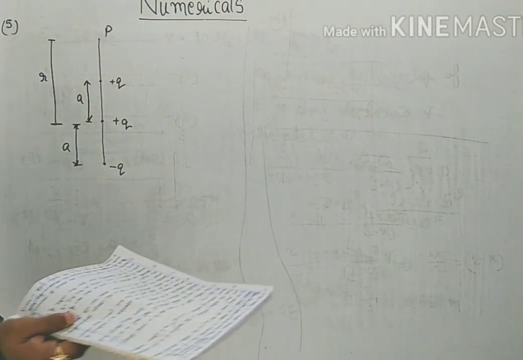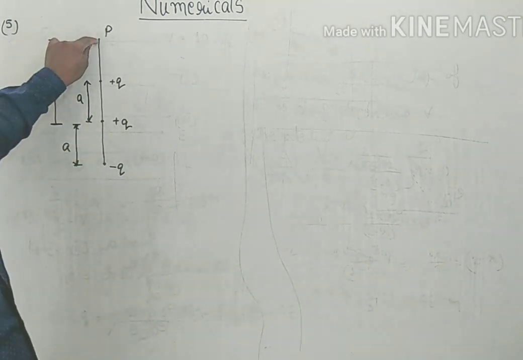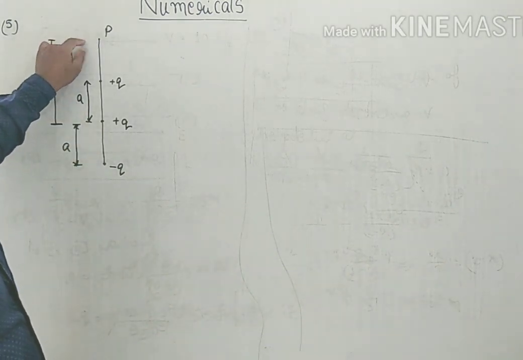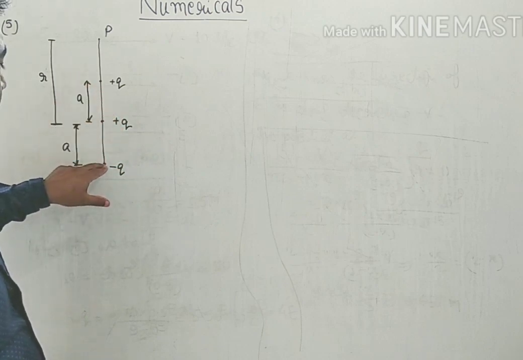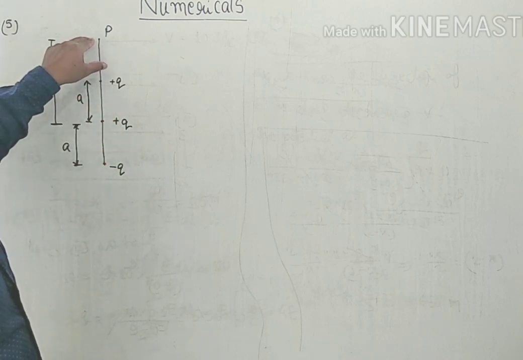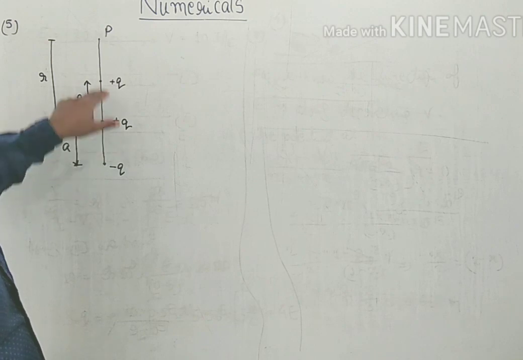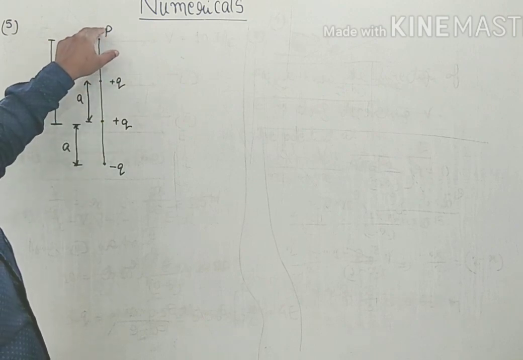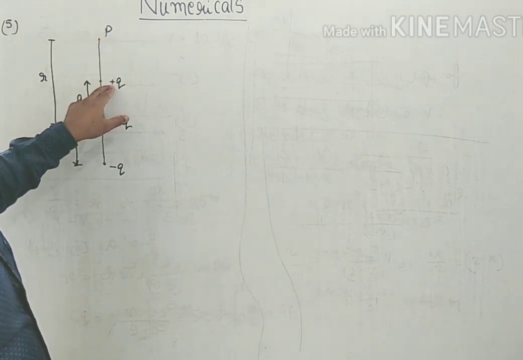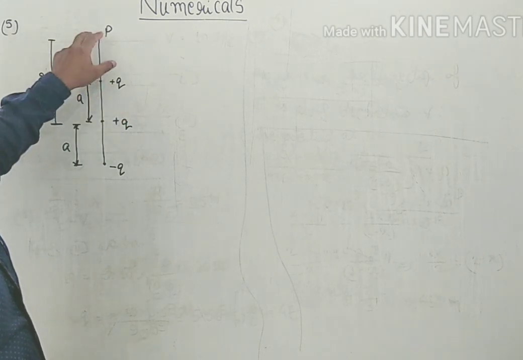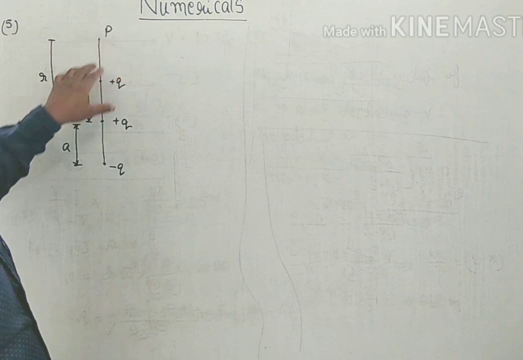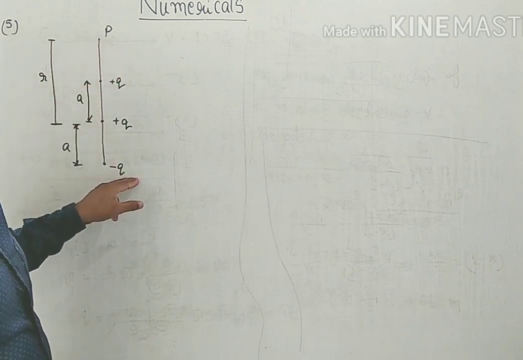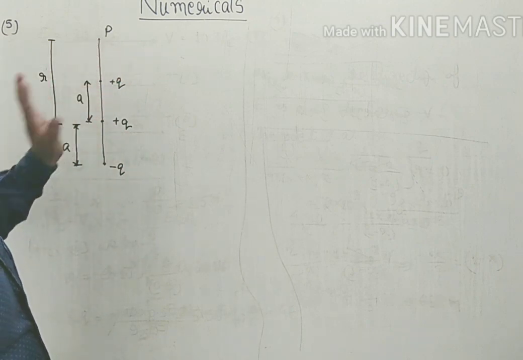How will we proceed? We have to calculate the potential at point P due to this assembly of charges. So we will calculate the potential at P due to this minus Q charge, later due to this plus Q charge, and finally due to this other plus Q charge. Now by applying the principle of superposition, the total potential will be the sum of these three potentials. So this way we can calculate the total potential.